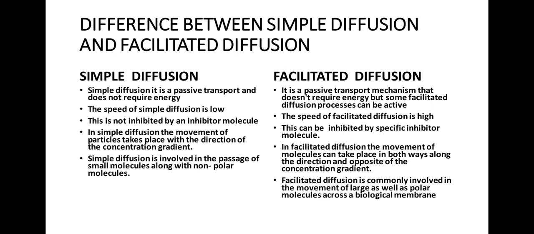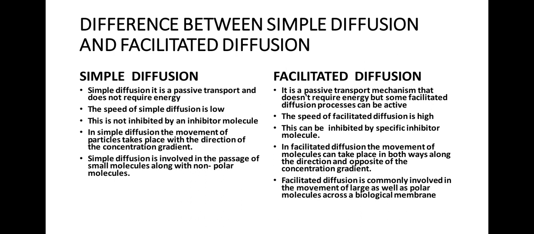Facilitated diffusion is a passive transport mechanism that doesn't require energy, but some facilitated diffusion processes can be active. The speed of facilitated diffusion is high. It can be inhibited by a specific inhibitor molecule. In facilitated diffusion, the movement of molecules can take place both along the direction and opposite to the concentration gradient. Facilitated diffusion is commonly involved in the movement of large polar molecules across the biological membrane.